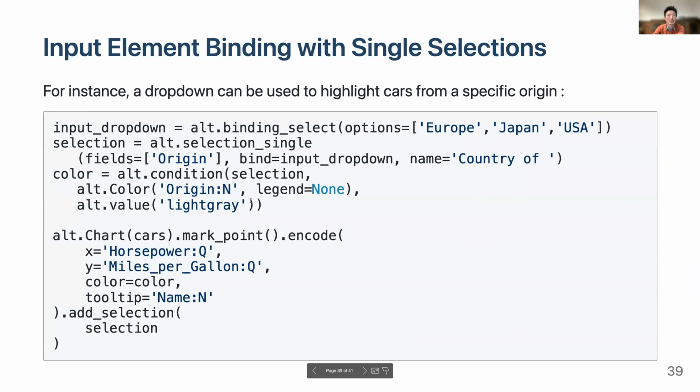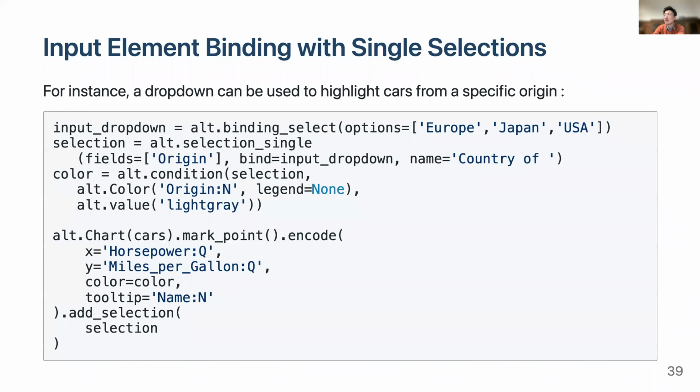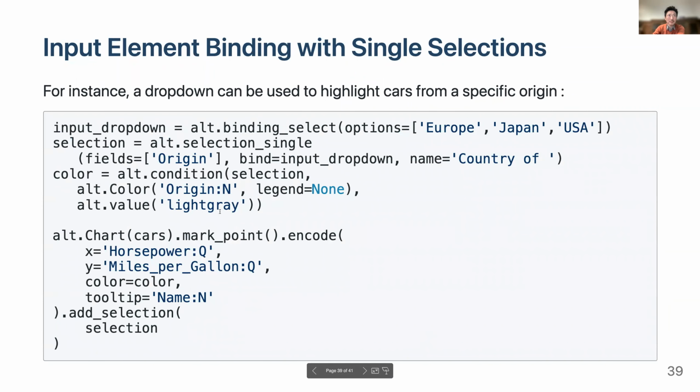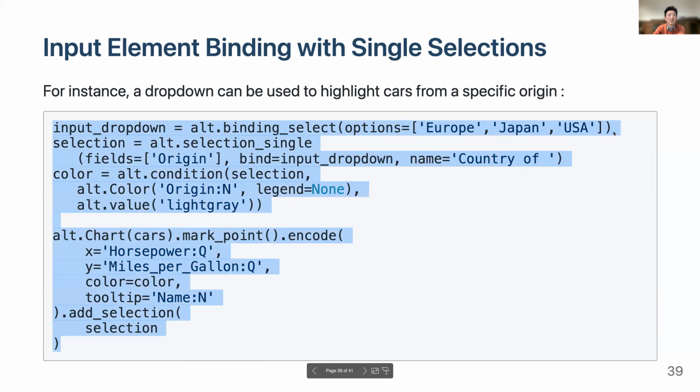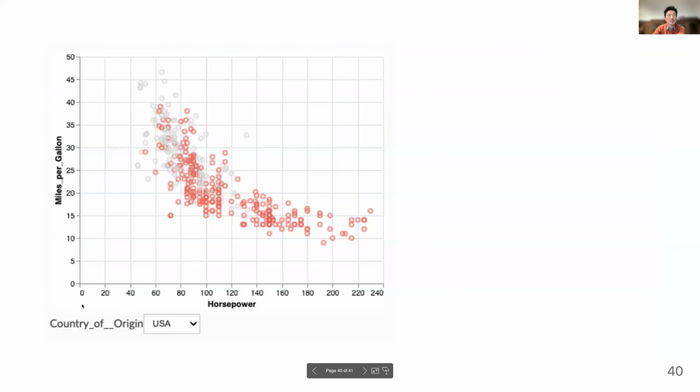So this is a bit more code. The drop-down itself, just the first line, creates a drop-down menu. It's binding select, and you have these three options, which are Europe, Japan, and USA. So these will be the three drop-down options you can choose. That creates this part.